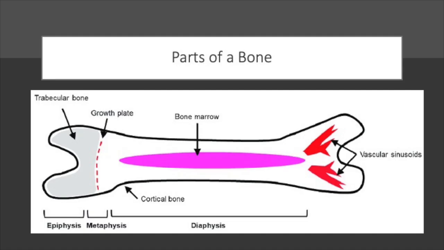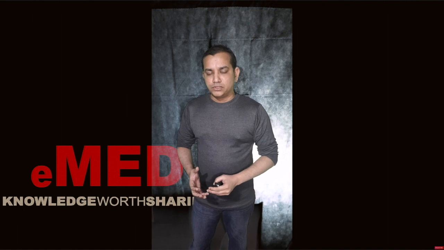Let's look at the parts of a bone. If you look at the image given over here, you will see the diaphysis, which is the shaft of a long bone. The two ends are the epiphysis, and the part which forms the growth plate is the metaphysis. Understanding the anatomy of the long bone in pediatric patients is essential because we'll be linking this knowledge to the Salter-Harris classification of the growth plate fractures in a long bone.